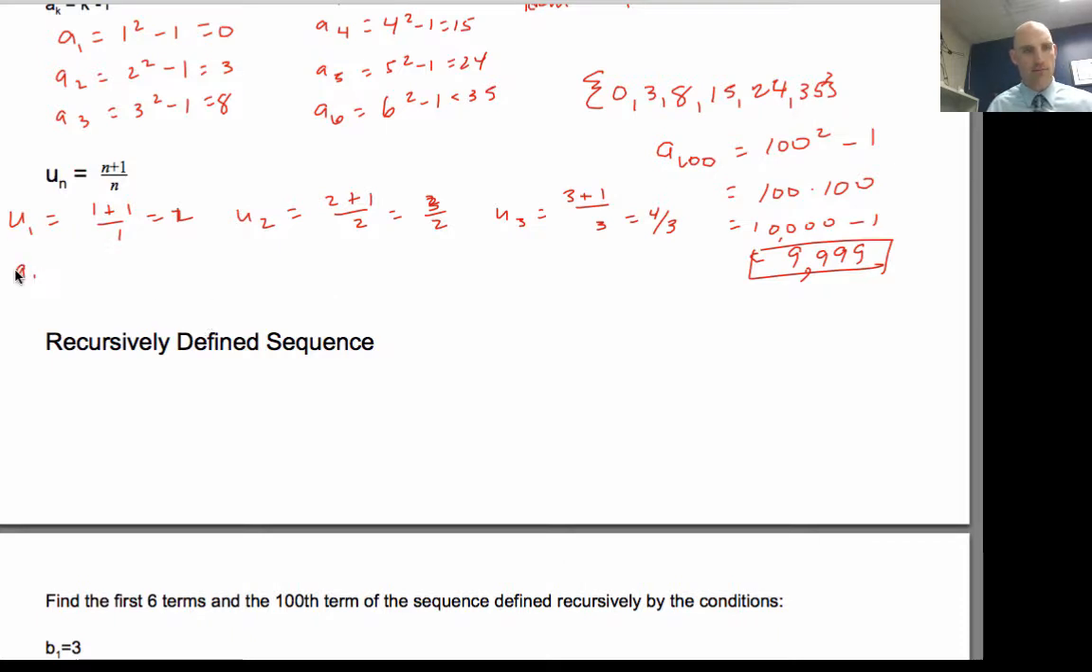U sub 4 is 4 plus 1 over 4, which is 5/4. And now you can see a pattern. So I've got 3 over 2, 4 over 3, 5 over 4. U sub 5 would be 6 over 5. U sub 6, I'm saying A, it should be U, would be 7 over 6. Okay, and so that's the general rule. So how does this work? Well, it's n plus 1 over whatever your nth term is. So U sub 100 is equal to 101 over 100. All right?